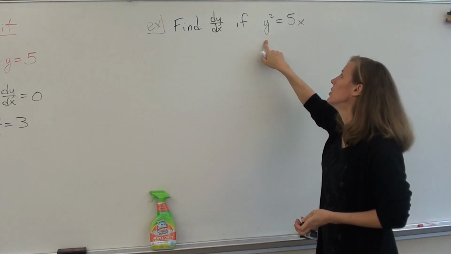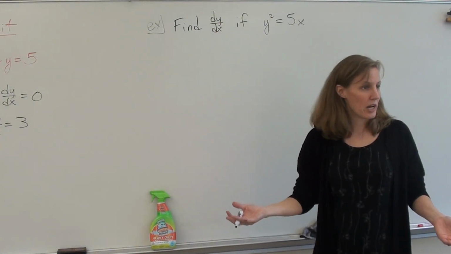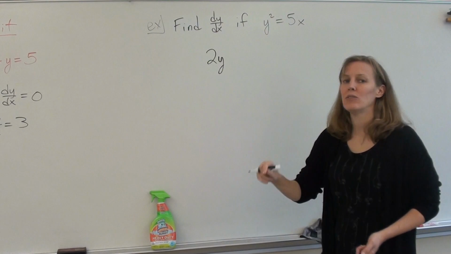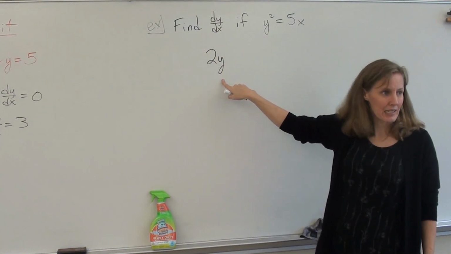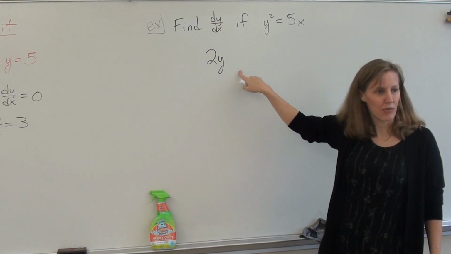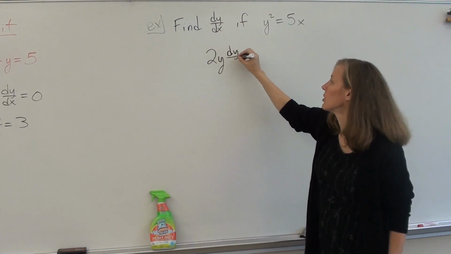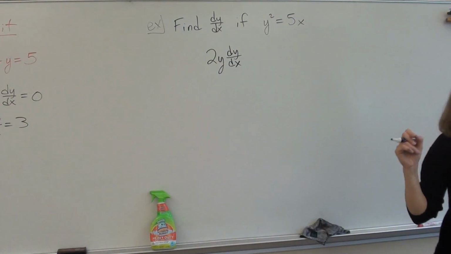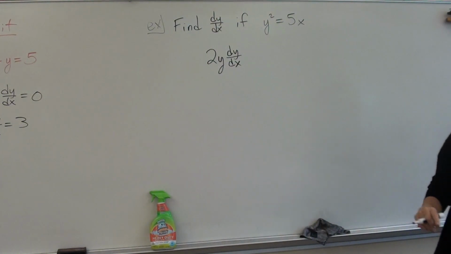So here's what we're going to do. We're going to take the derivative of y squared. Pretend y is just any other letter. What is the derivative of y squared? 2y. Now, since we are differentiating with respect to x, if we differentiate a variable that's not x, we have to multiply by the derivative of y with respect to x, or dy dx. So the derivative of y squared is actually 2y dy dx. I'm going to show you why in just a moment.